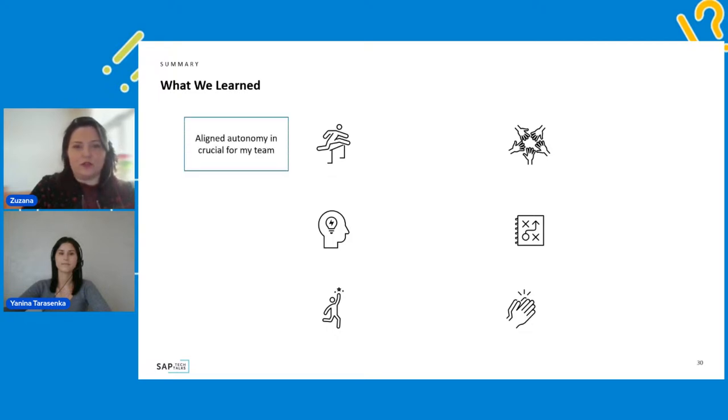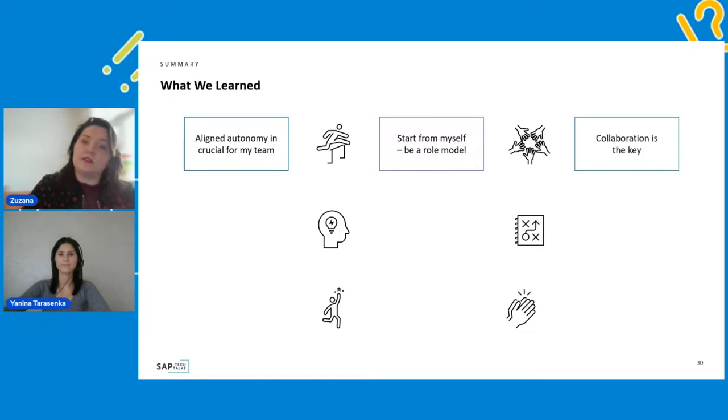Aligned autonomy is crucial for your team. Start from yourself, be a role model for others. Another one, collaboration is the key to our success. Being agile means to have a growth mindset that allows you to be flexible and embrace change.